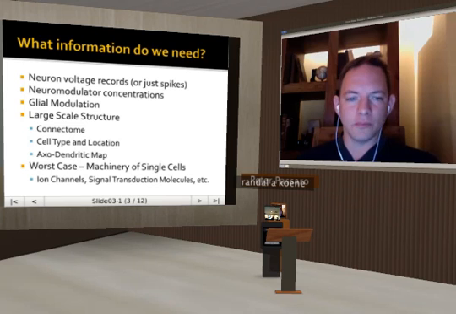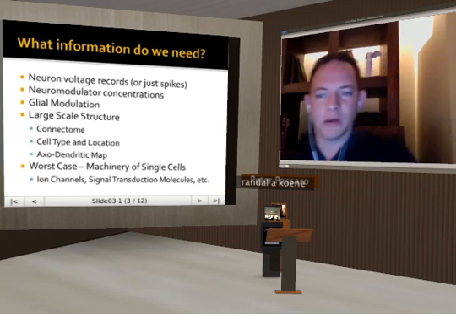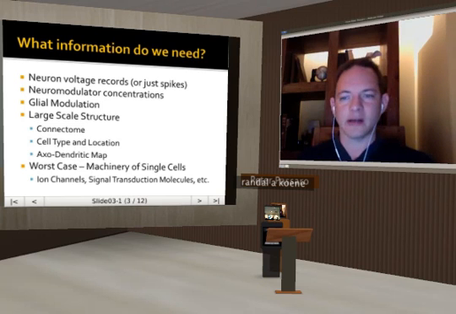We probably need large-scale structure. We need the connectome. We need cell types and locations, and we need an axodendritic map, so that the connectivity down at the level of axons and dendrites, if you really wanted to build up a model of an individual person, you might need all of this structural information in order to parameterize your model. And at the worst case, we might need to know machinery of single cells. We might need to know down to ion channel signal transduction molecules, or even down to molecular states and things like that.